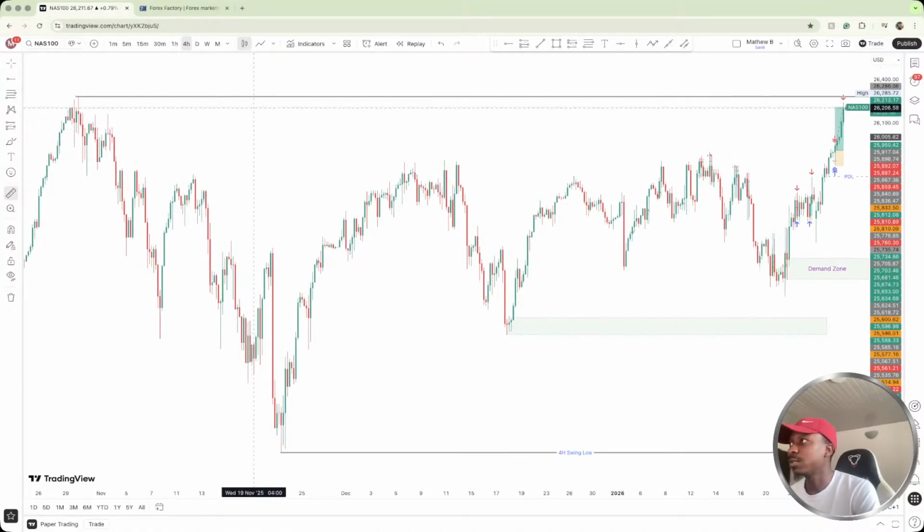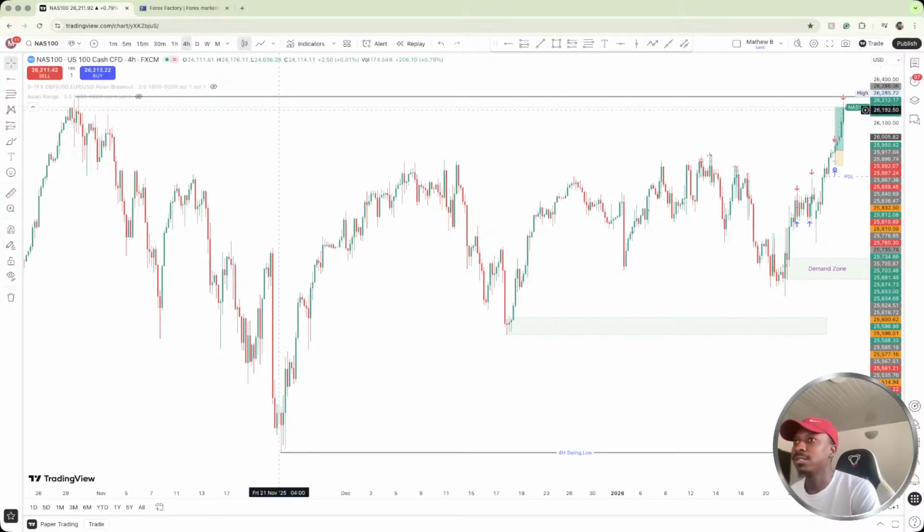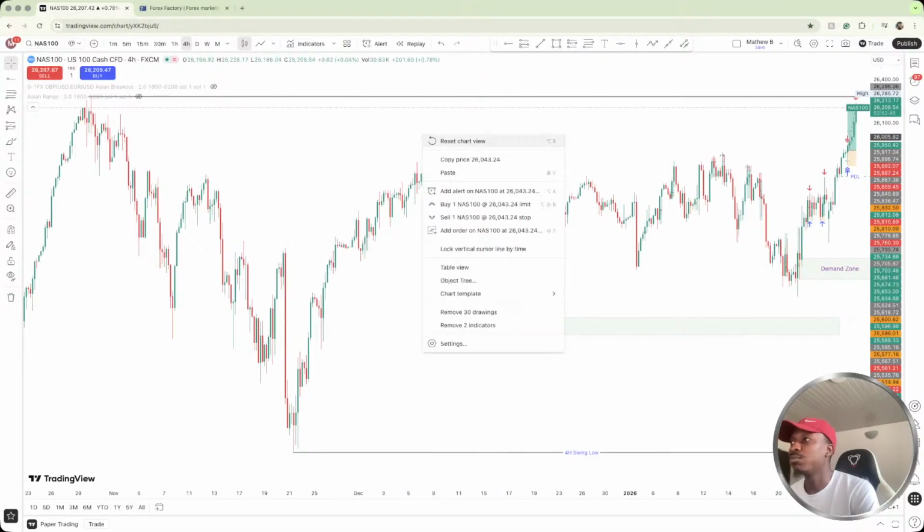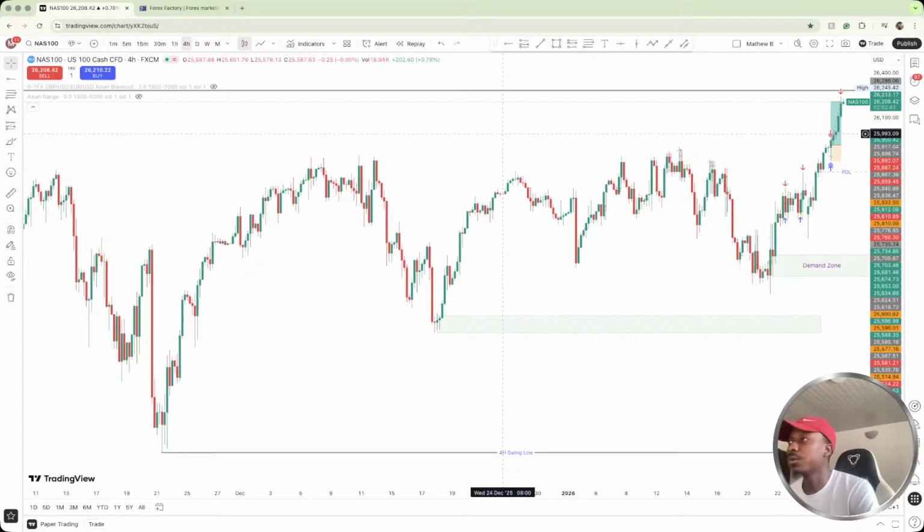This is where price currently is. Just 70 points, and I think NASDAQ is going to do it easily and then just blast through it and take out the high, and boom. Then we're going to be looking for a pullback and then how to join the continuation.